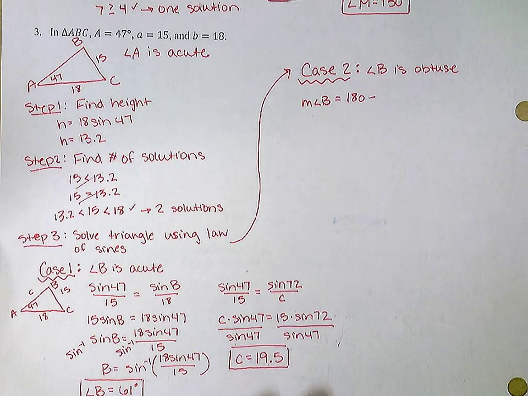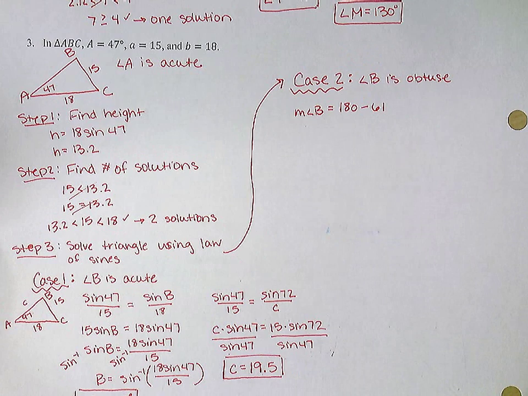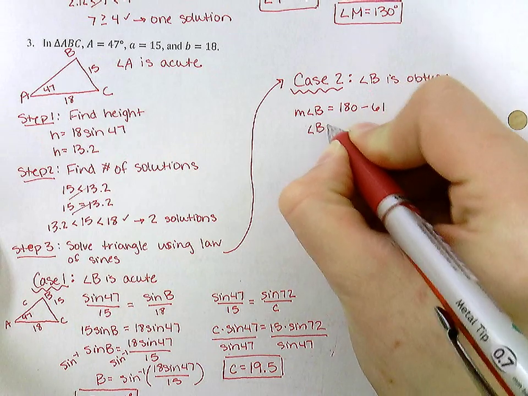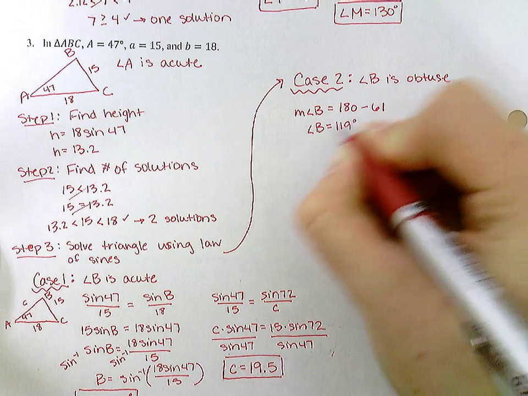What was case 1? Angle B was what? 61. So subtract 61 from 180. So angle B would equal what? 119. Agreed.